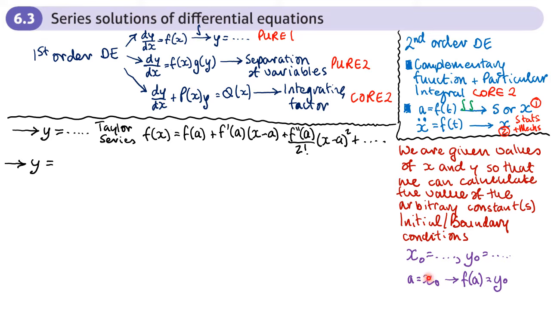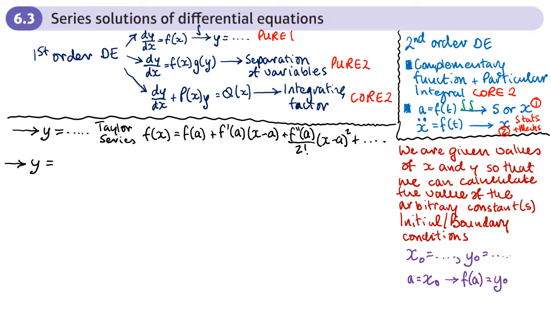So a in our Taylor series, Taylor expansion, is going to be x0, the initial or boundary condition we've been given for x. Sometimes it's 0. And f of a is going to be the initial boundary condition we're given for y. Now, you can see that this will be y0 here, and this will be the first derivative with x0, y0 substituted into it, and so on.